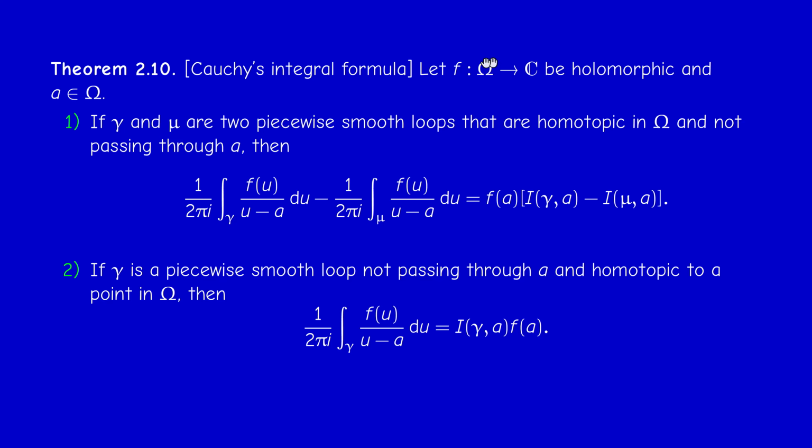So if f is holomorphic on an open set omega, and A is a point of omega, we have two things. If gamma and mu are loops in omega that are omega homotopic, and of course not passing through A, then 1 over 2 pi i times the integral over gamma of f of u over u minus A, minus the same thing over mu, is just f of A times the difference between the indices.